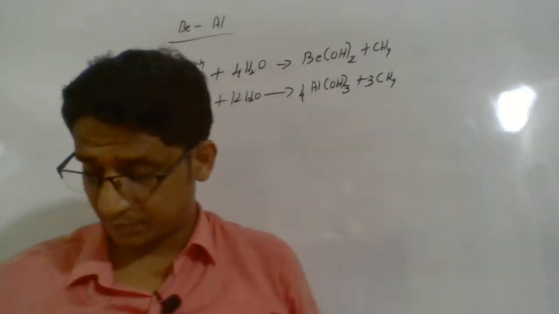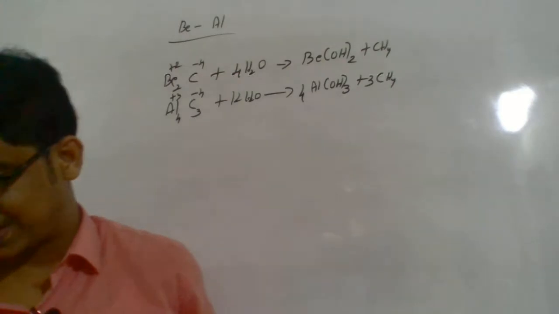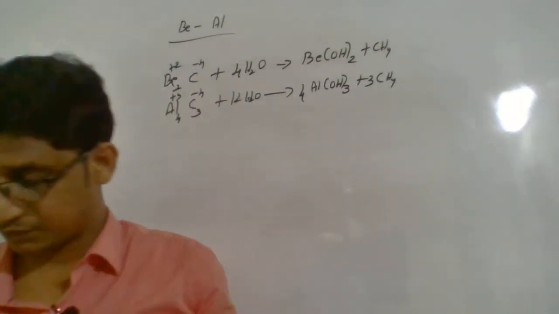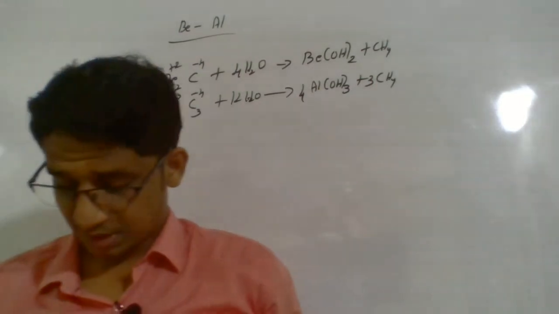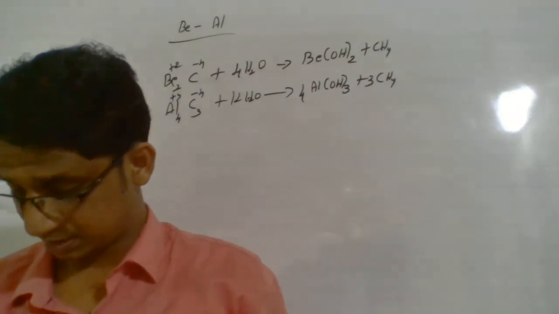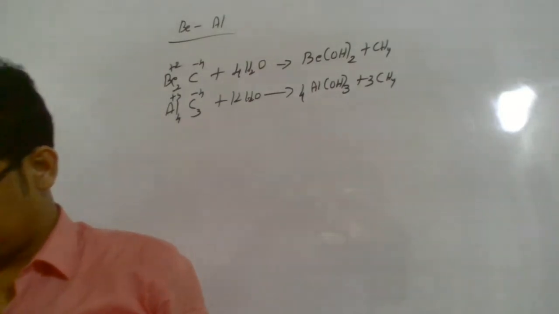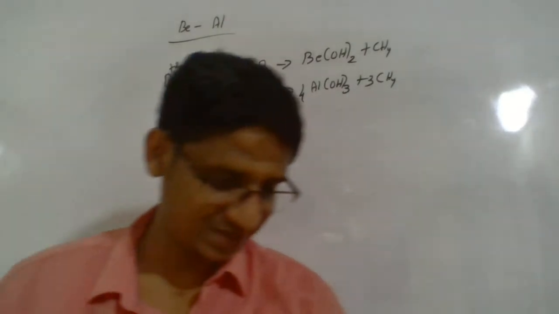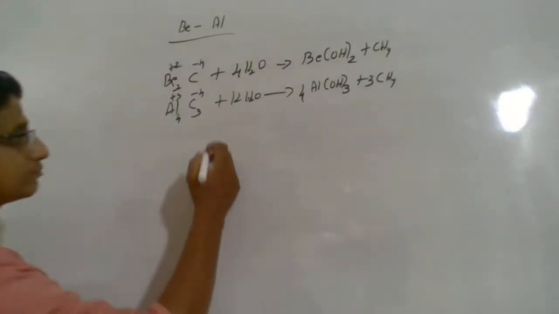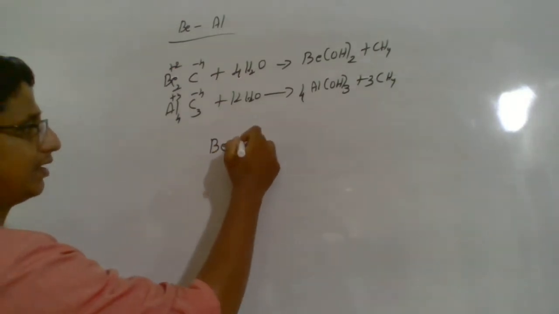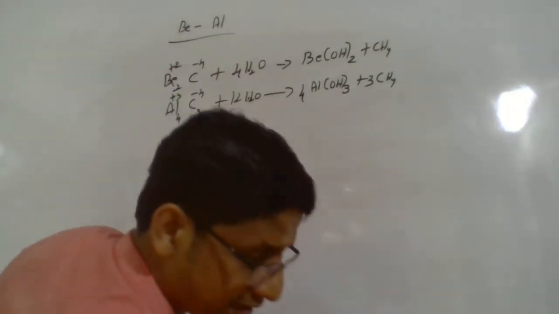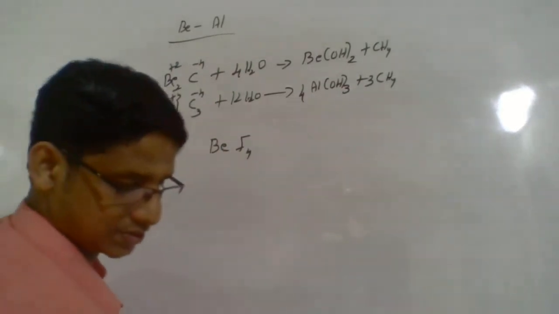So what's the point here? Both beryllium and aluminium form carbides with the charge of carbon being a -4 ion. And these carbides react with water to yield methane gas. Beryllium and aluminium have a strong tendency to form complexes.